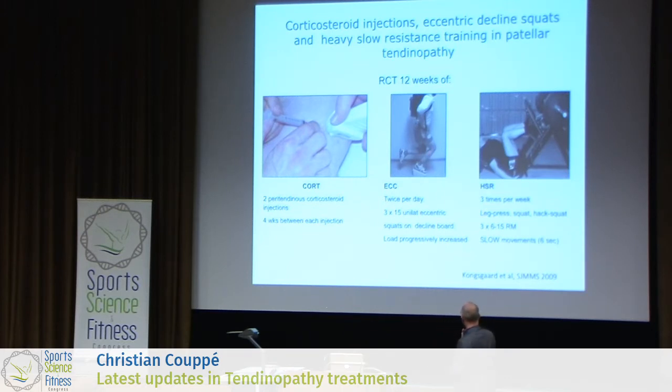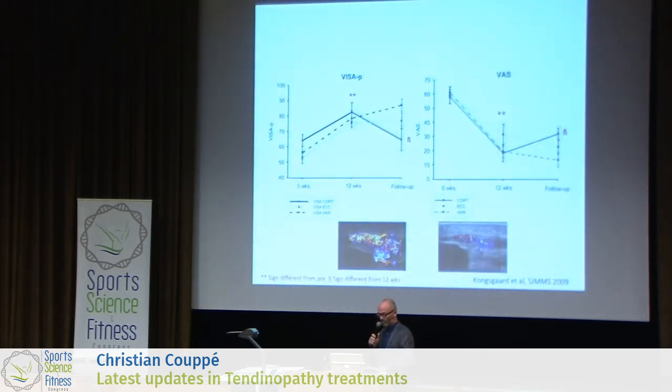The third group was the heavy slow resistance group. They trained 3 times per week, performing classical exercises like leg press, squat, and hack squat, beginning with 15 RM and progressing down to 6 RM over 6 to 8 weeks, with 3 sets. The last important thing was that they did what we could call slow movements: 3 seconds concentrically and 3 seconds eccentrically. They were also allowed to have some pain during the exercise. What this study showed was that for the VISA score for the patellar tendon, all 3 groups improved after the 12 weeks.